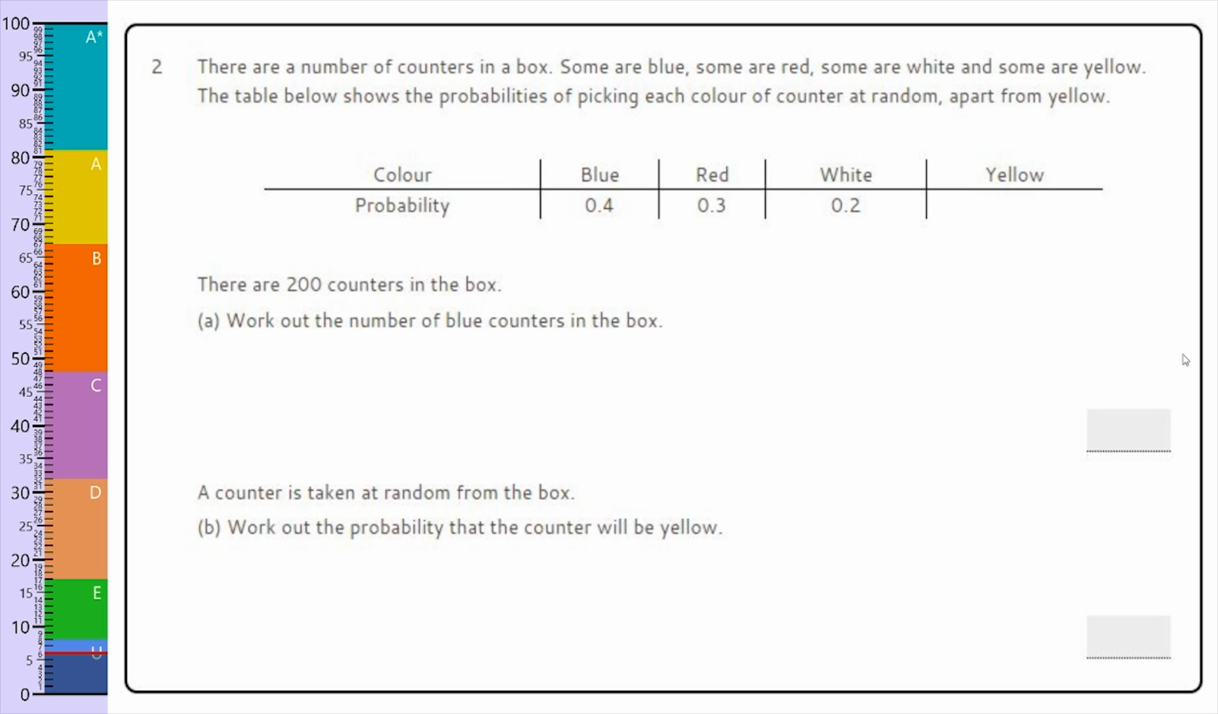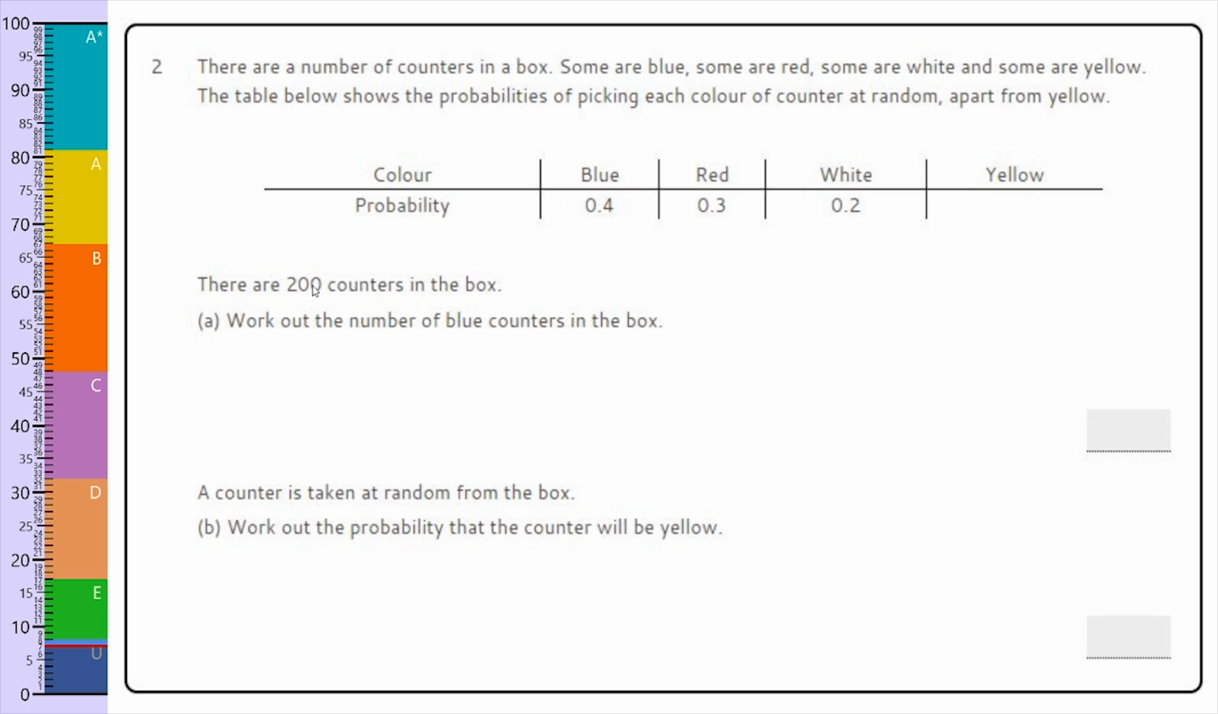Next question. If you want to have a go at it, pause it now. Have a go. Okay, so this is a standard probability-based question. It says there's 200 counters in the box. How many blue are there? Okay, so it's 0.4 chance of getting a blue.